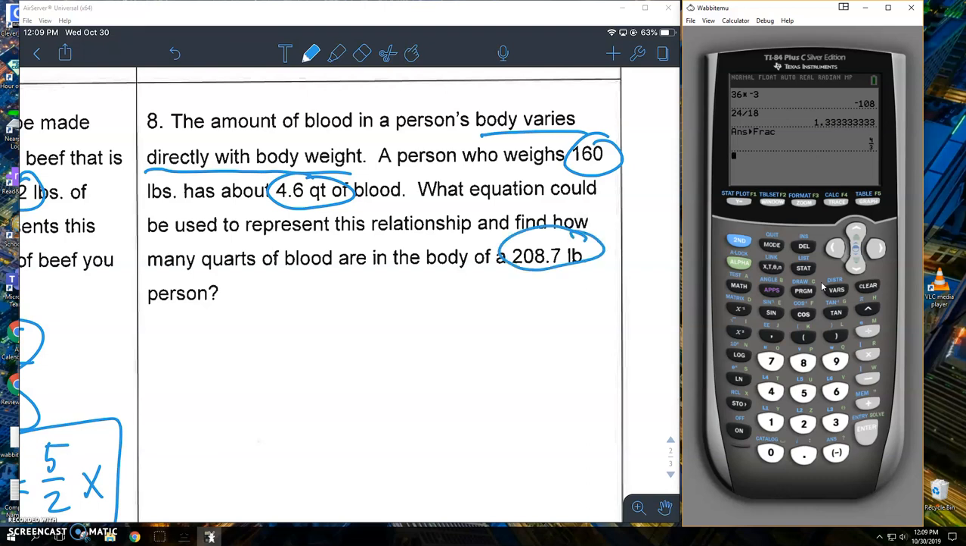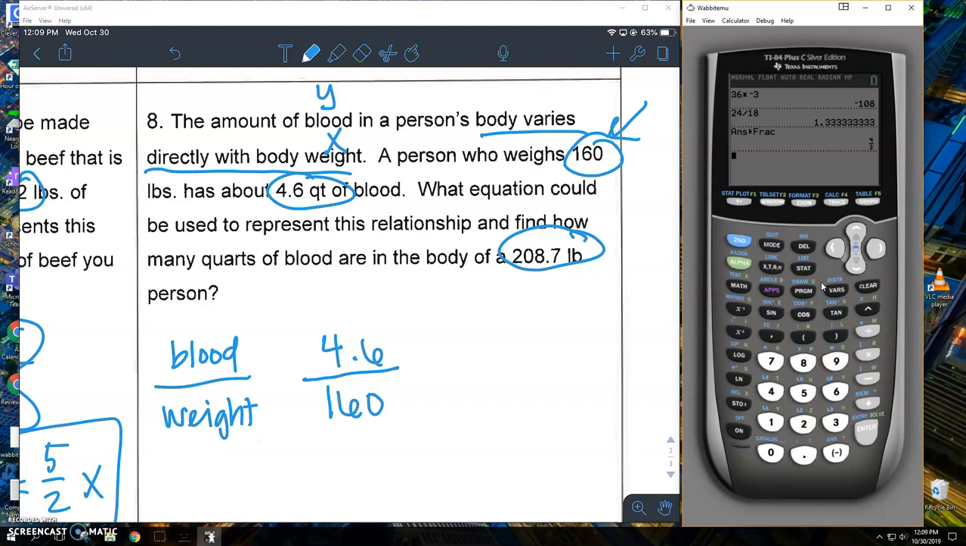So we have to think about what is our y and what is our x. So we know that the amount of blood varies directly. So we're going to say y is our blood and our body weight is our x. So I'm going to say blood over weight. So now using the information, if somebody weighs 160 pounds, that goes at the bottom, and they have 4.6 quarts of blood.